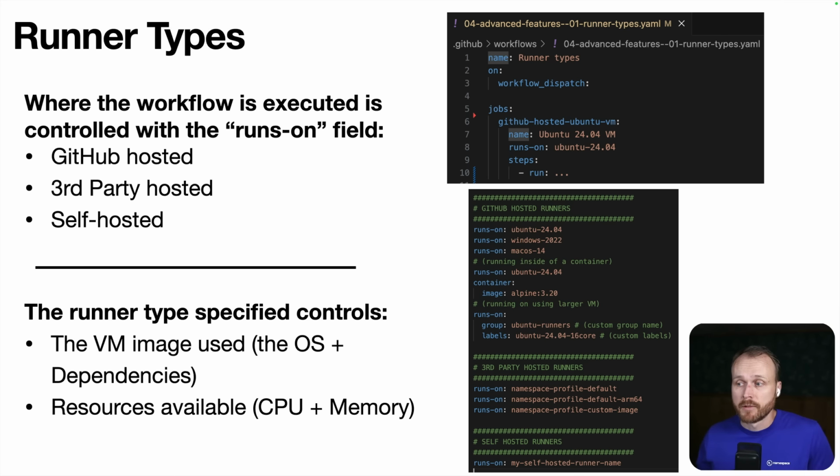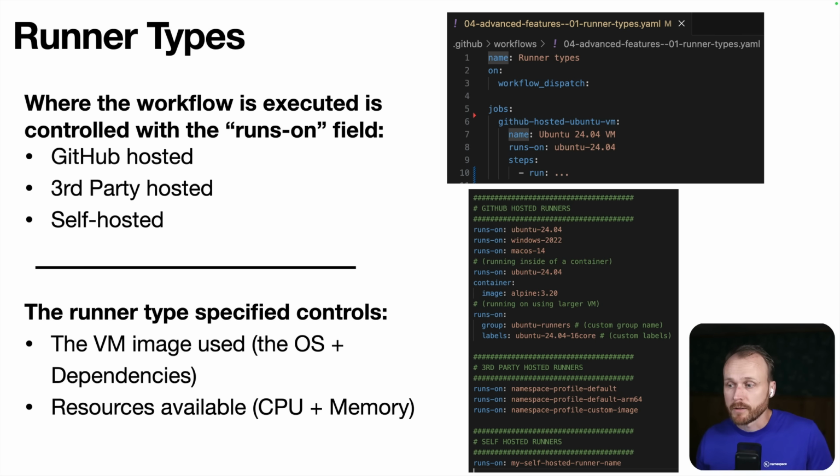In the third-party hosted runner section, you can see a few examples from Namespace. When you first create a Namespace account, you'll have something like namespace-profile-default available. You can also append the ARM64 string to the end to get an ARM instance. Or you can provide your own custom image where you can install dependencies ahead of time to provide exactly the set of dependencies your build needs without the need to install or modify them with each run.